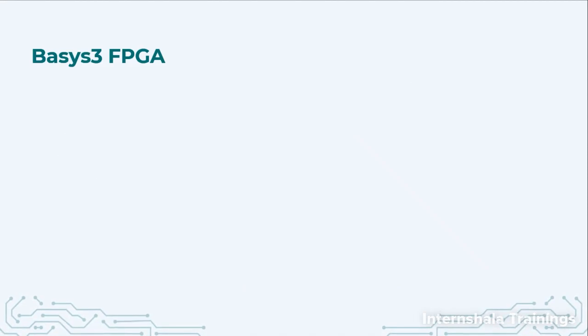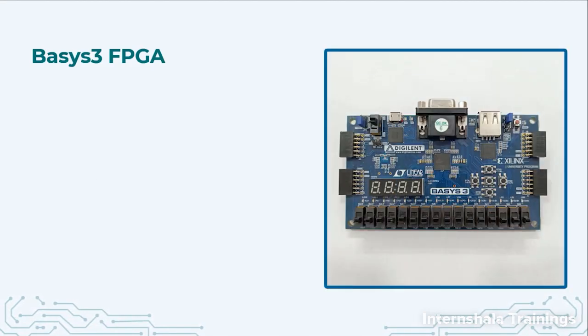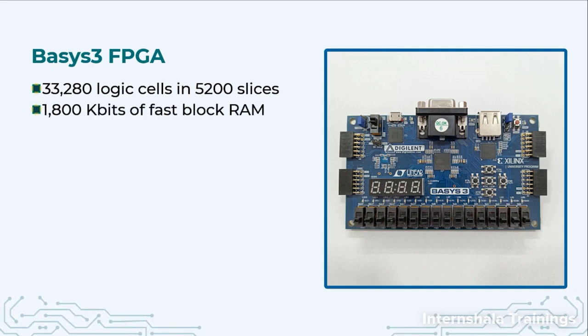Now we are going to talk about the FPGA board that we will use in our training program. We are going to use Basys 3 board. This is a board which is designed by Digilent in association with Xilinx. This board is having 33,000 plus logic cells in 5,200 slices. This board is having 1.8 megabits or 1800 kilobits of RAM. There are 90 DSP slices.